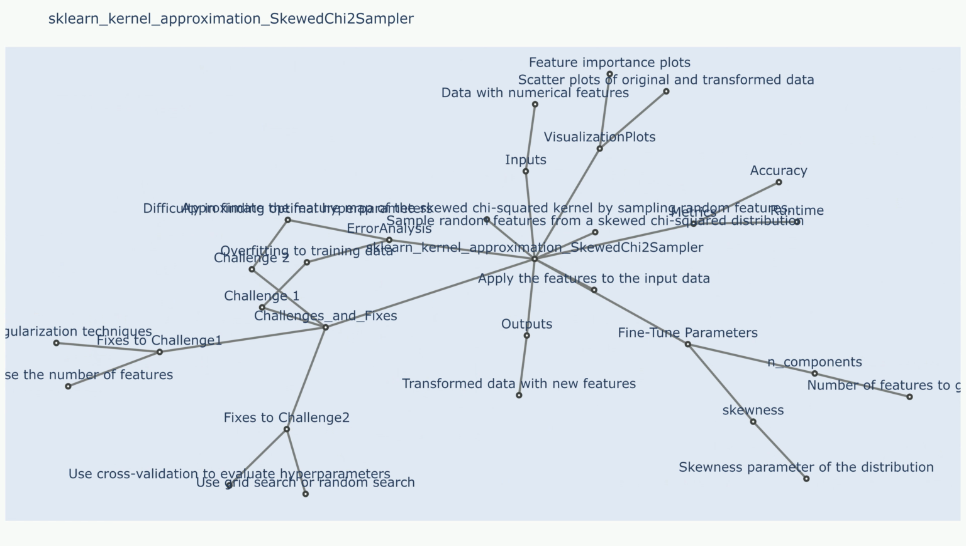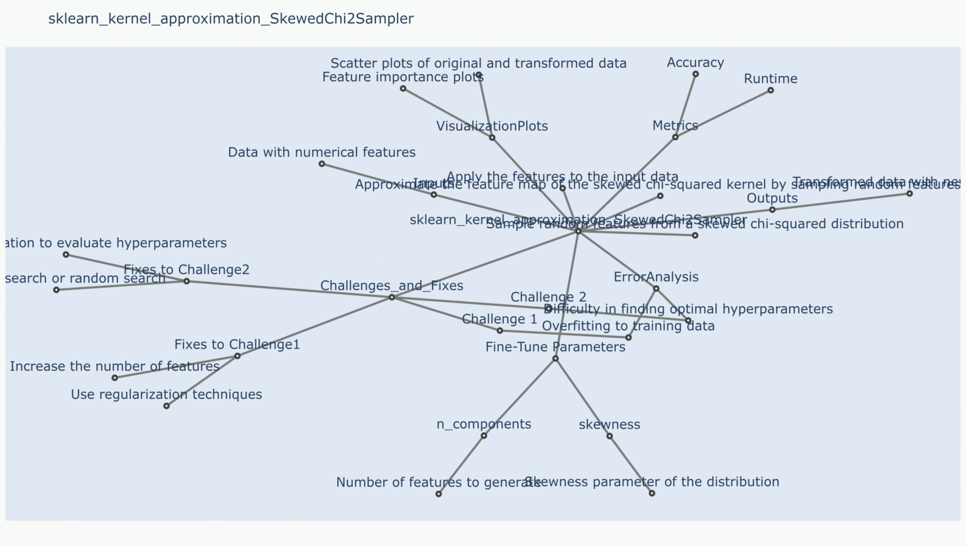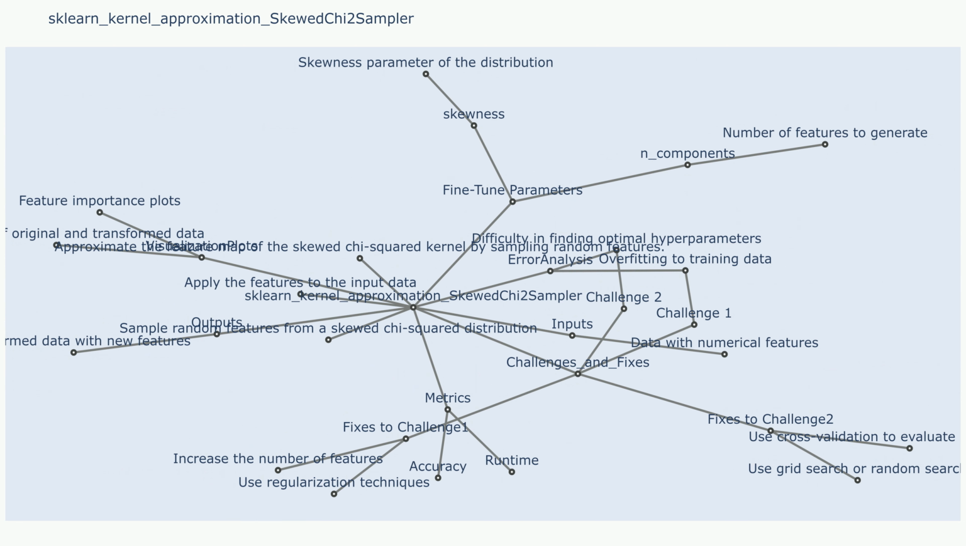Applying skewed Chi2 sampler to a large dataset with millions of features and a high N components value could result in significant computational overhead. Fixes to challenge 2. Consider using a smaller N components value or exploring alternative kernel approximation methods with lower computational cost.